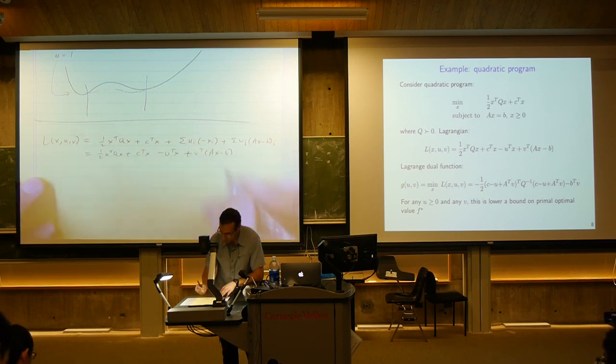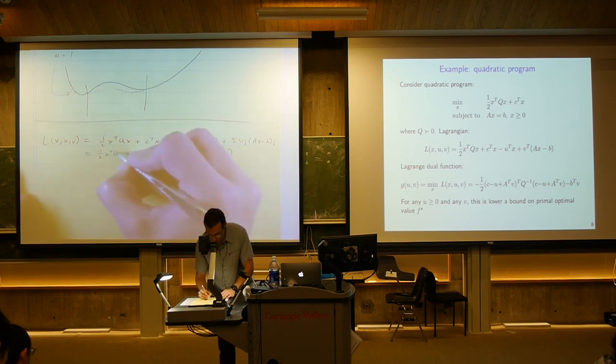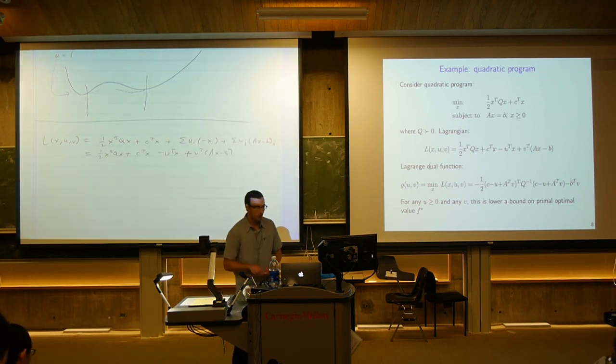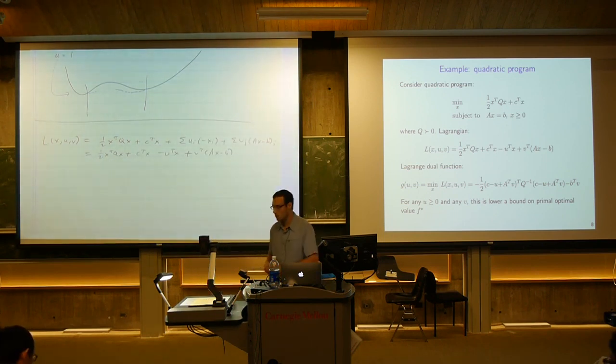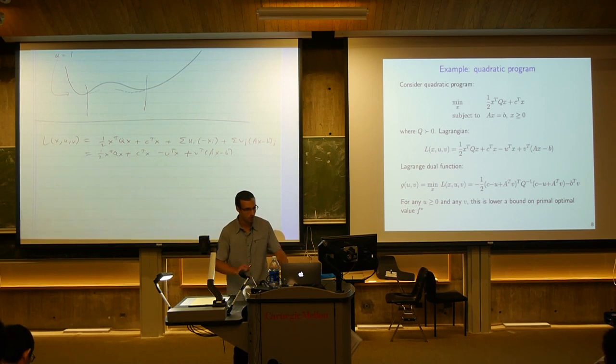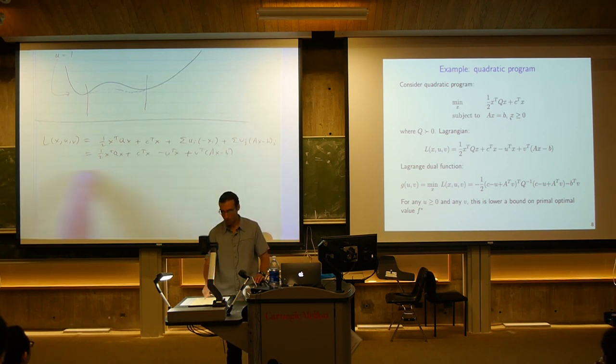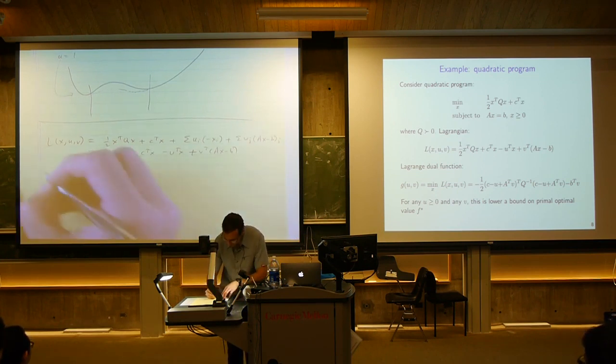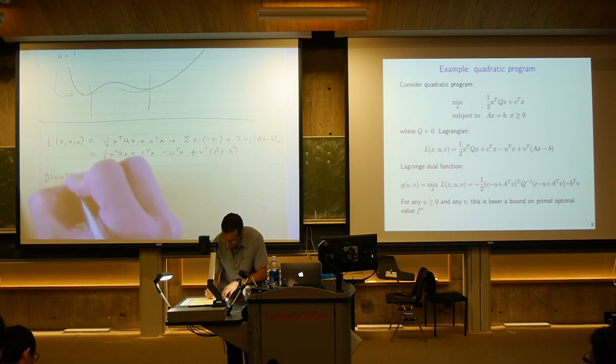Okay? So that's the Lagrangian. And let's think about forming the dual function. It's going to be a function of u and v. We're going to get rid of x by minimizing out over x, and we're not going to have to think about this constraint set anymore. We're going to completely forget about it for the moment. Just minimize this function over all x. Okay, so g(u, v) is the minimum over all x of the Lagrangian.